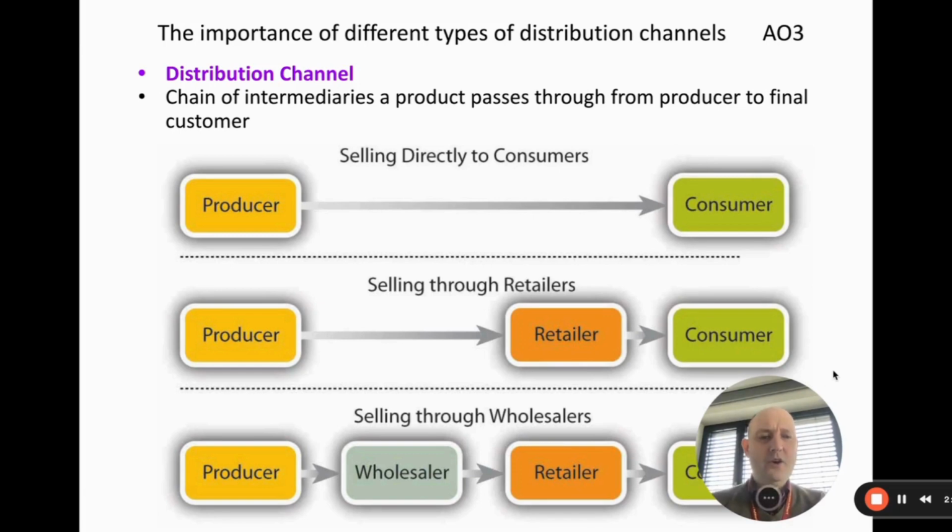So what we're going to do is we're going to look at 3 different types of distribution channels. So here we can define a distribution channel as a chain of intermediaries a product goes through from producer to consumer. So again, all it is is how do we get from the producer to the consumer? And we're going to look at 3 different types, where it goes direct from producer to consumer. We can sell via a retailer, or we can sell via a wholesaler and a retailer. So in this video, we're going to look at these 3. We're going to define everything and we're going to look at some pros and cons.